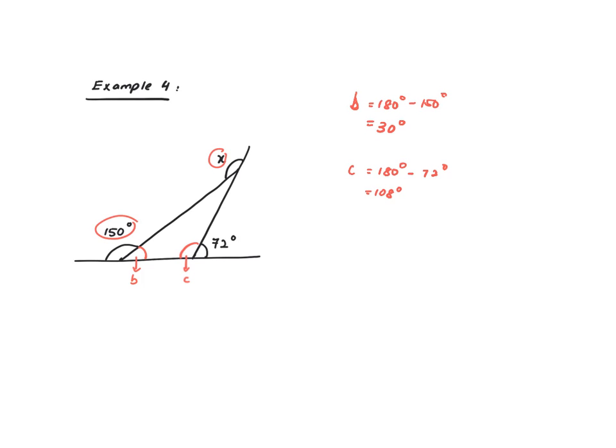Now, if we know B and C, we can easily find out what this is. Let's name this A. So A would be 180 minus 30 minus 108. That would be 42 degrees. Now we know that A is 42. Since we know A is 42, we can easily find out what x is. So x is 180 minus 42 degrees, which is equivalent to 138 degrees. And that should be our answer.